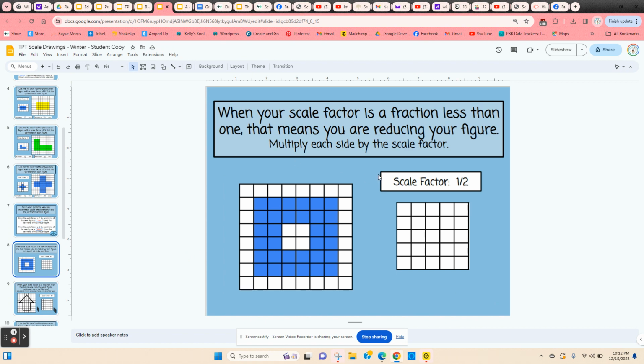Now the next one, we're going to have a scale factor that's a fraction less than 1. So what that means is the new figure is going to be smaller. And so we're going to take each of the sides, we're going to count the units, and we're going to multiply again by the scale factor of 1/2, or divide by 2. So the new figure will be divided by 2.